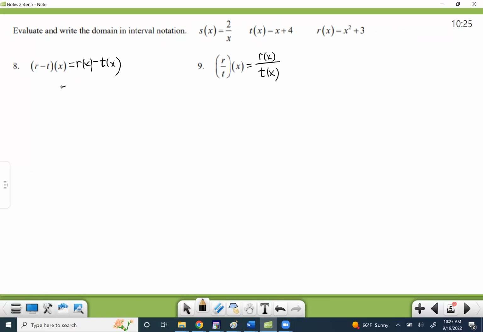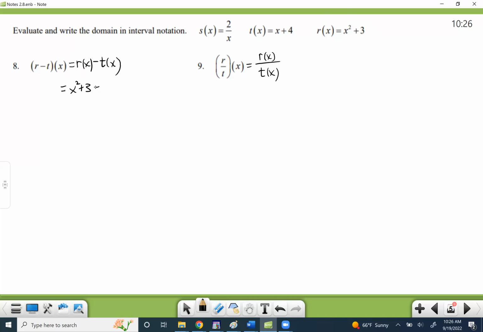For me, it's really helpful to do this rewrite, because then I just see it as substitution. It's like, okay, r of x. Well, what is r of x? You go up here, it says r of x is x squared plus 3. So I'm going to put an x squared plus 3 in its spot.